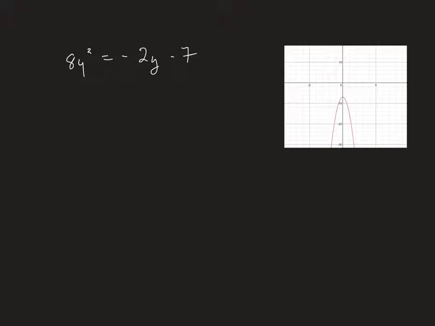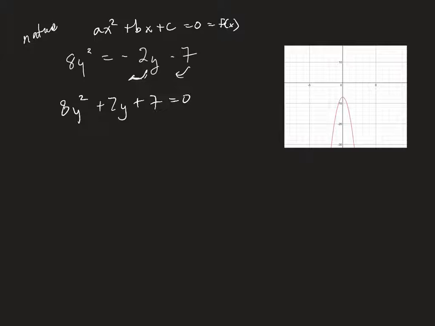Okay, this question is asking, what is the nature of the roots, or the nature of the solutions, for this quadratic equation? First you have to make sure it looks like this form, ax squared plus bx plus c equals 0, or equals f of x. So I need to move this and this to the other side. So 8y squared plus 2y plus 7 equals 0.